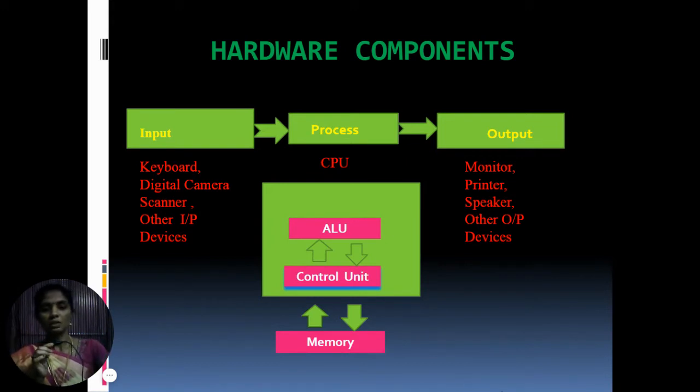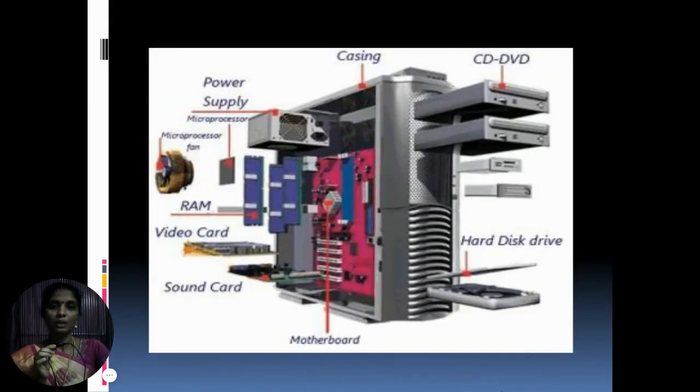Next, we will discuss computer software. First, there is a picture showing the different components of hardware devices, that is DVD, hard disk, motherboard, sound card, video card, power supply. So these are the different hardware components.